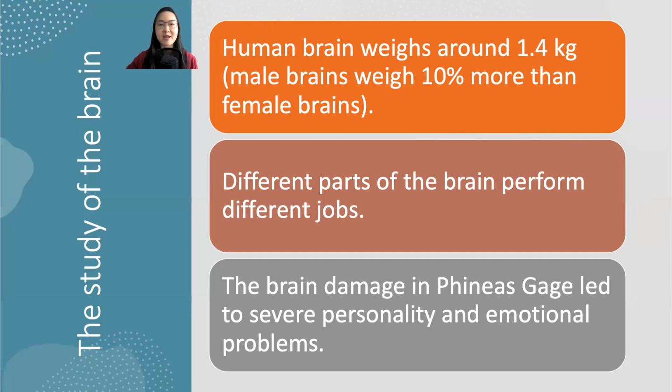The study of the brain. The human brain weighs around 1.4 kilograms. Male brains weigh 10% more than female brains. Different parts of the brain perform different jobs. The brain damage in Phineas Gage led to severe personality and emotional problems. Phineas Gage is a person used in brain research.